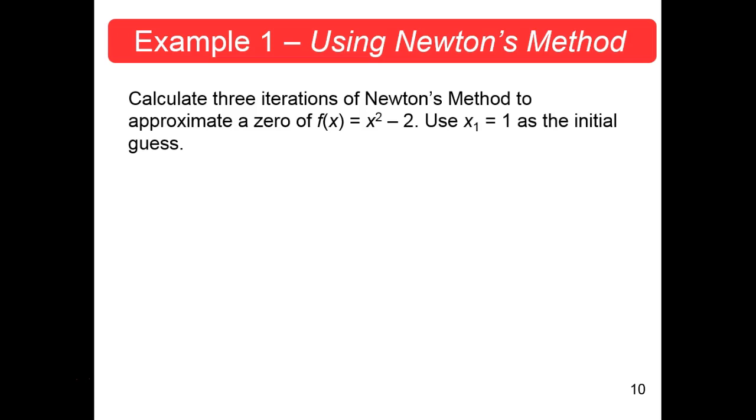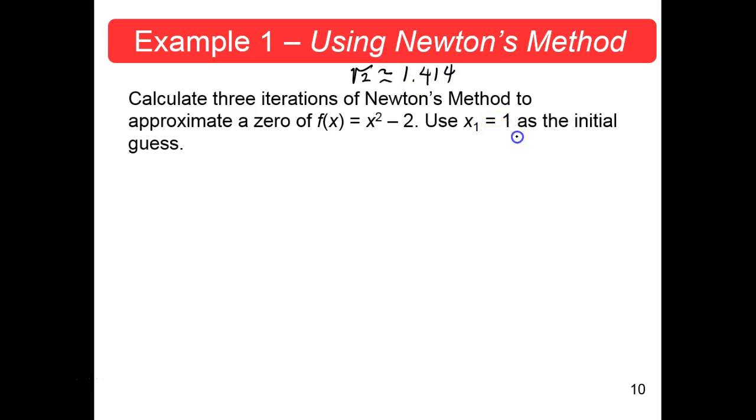Okay. So here's example 1. Calculate 3 iterations of Newton's method to approximate the 0 of this function. f of x is equal to x squared minus 2. Okay? Now, any of you want to hazard a guess of what the 0 is going to be? In other words, when f of x is equal to 0, what's your x going to be? Looking at that, wouldn't you say square root of 2? And the square root of 2 is approximately 1.414. That's approximate, okay? So let's see if we can get close.